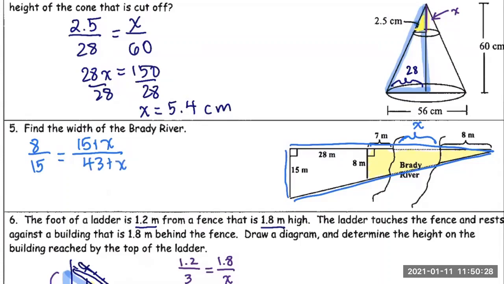Just algebra from here, you guys make sure that you distribute when you have a binomial in your proportion. So 8 times 43 plus x, and then equals 15 times 15 plus x. Can I have you guys distribute and solve for what x is equal to? I think you should get a nice answer for this.